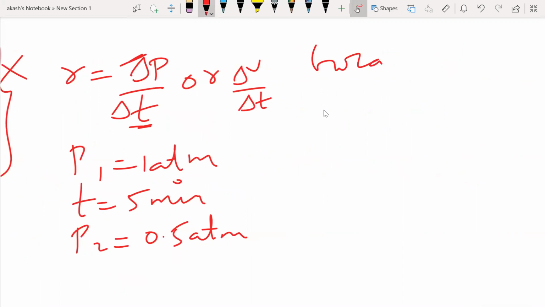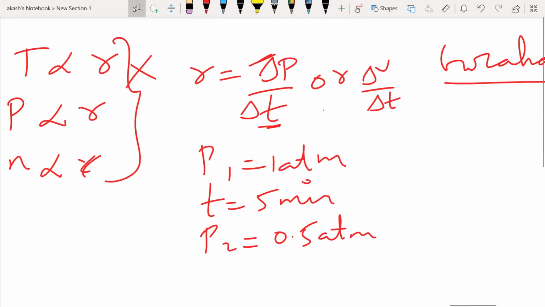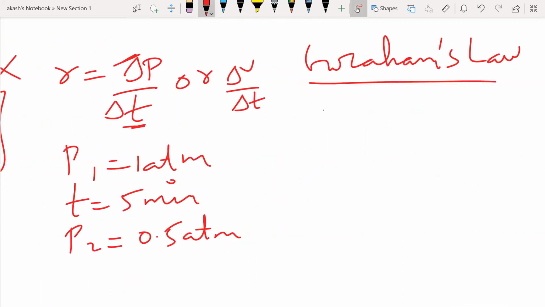Graham's law of diffusion. It's pretty simple. What Graham's law says is that the rate of diffusion is inversely proportional to the root of the molecular mass of a gas. We just said that it is inversely related, but this gives more insight. How much is it inversely related? That's what Graham's law says.